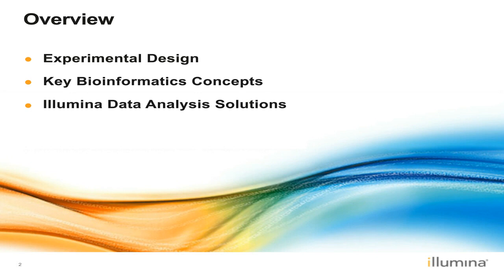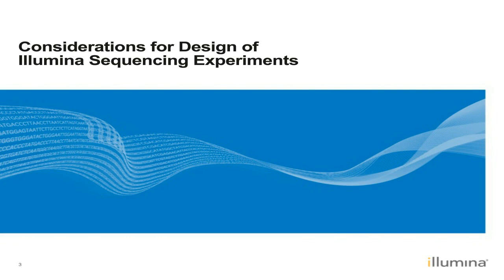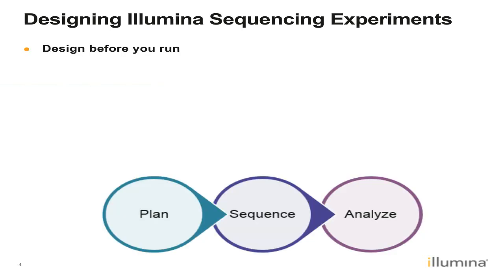All right, so let's first talk about our considerations for designing your Illumina sequencing experiments. So while you're designing, before you even run any of your samples on a sequencer, you want to make sure that you fully understand what your hypothesis is, or what it is that you're testing. This is particularly important because it's going to drive all of the other considerations that will make our experiment successful later on in data analysis.